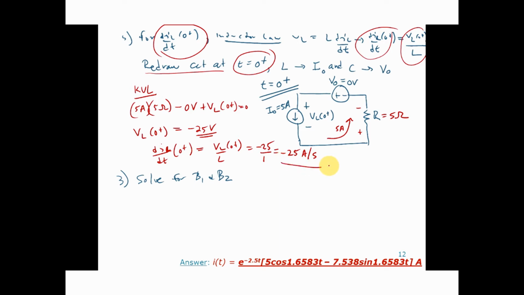We solved for that. And now we have to go back to the table and use that information to solve for B1 and B2. According to the table, if you look at your table, what's B2?